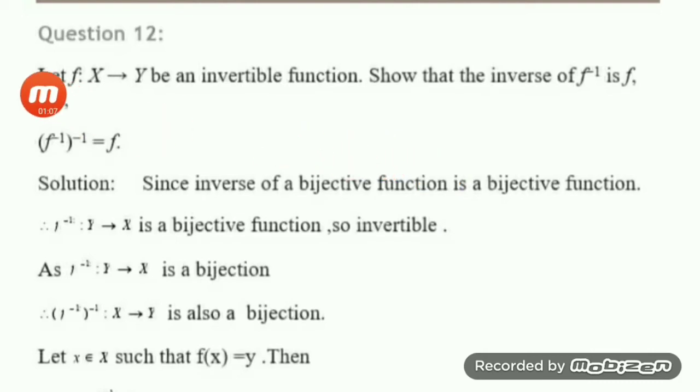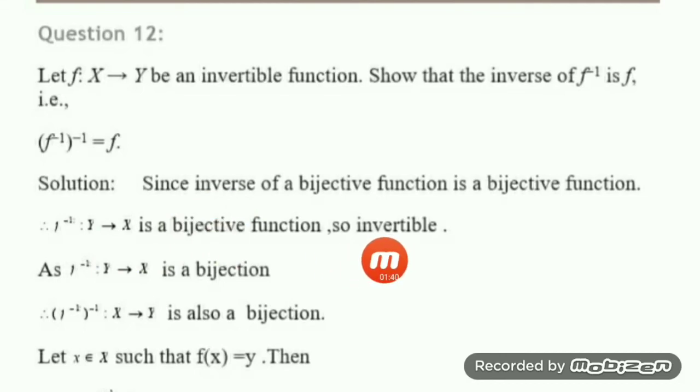So here you see it is given that f is an invertible function. f from X to Y is an invertible function, so f from X to Y is bijective. And since f from X to Y is bijective, by this result we can say f inverse, a mapping from Y to X, is also bijective. You just have to write down these things: f inverse from Y to X is bijective. And again, since it is bijective, therefore it is invertible.